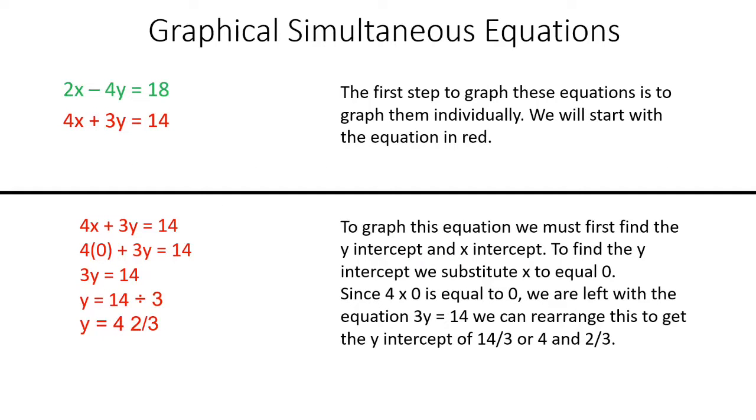For example, the first step to graph these two linear equations is to graph them individually. We will start with the equation in red. To graph this equation, we must first find the y-intercept and x-intercept. To find the y-intercept, we substitute x equals 0. Since 4 times 0 is equal to 0, we are left with the equation 3y equals 14, which we can rearrange to get the y-intercept of 14 over 3, or 4 and 2/3.